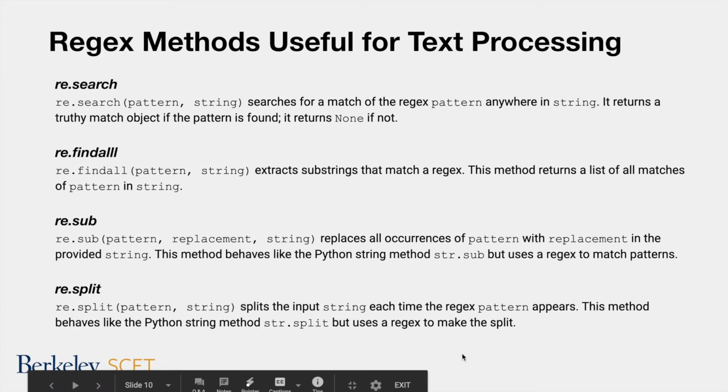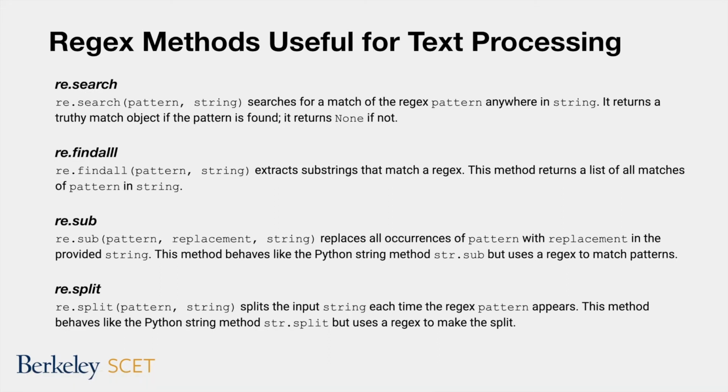So moving on to how regular expression methods are useful for text processing. What you would do is put the regular expression patterns that we learned into the place that says pattern, and then use these methods for text processing. For example, re.search and re.findall find all the parts of the text that have a certain pattern that you put in. re.sub substitutes the pattern with the replacement in the provided string. And re.split splits the input string each time the regular expression pattern appears.